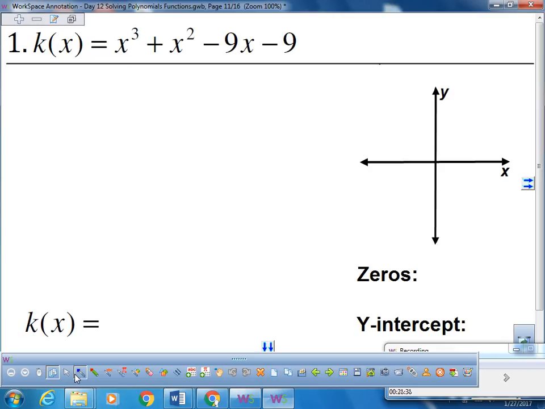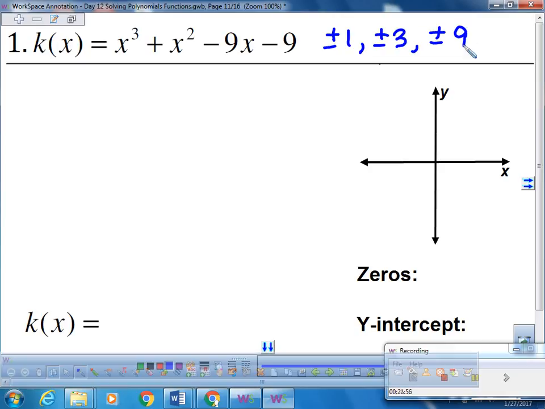Okay, so this is pencils down. I know I don't have it up there, but I need everybody quiet. Pencils down. Just watch. This is number 1 on your homework. I'm going to give you a chance to copy it down. So plus or minus 1, plus or minus 3, plus or minus 9 are my possibilities. I know this is x cubed. I also know that I have a y-intercept at -9, something like this. I know it's going to look like this because it's a cubic function.